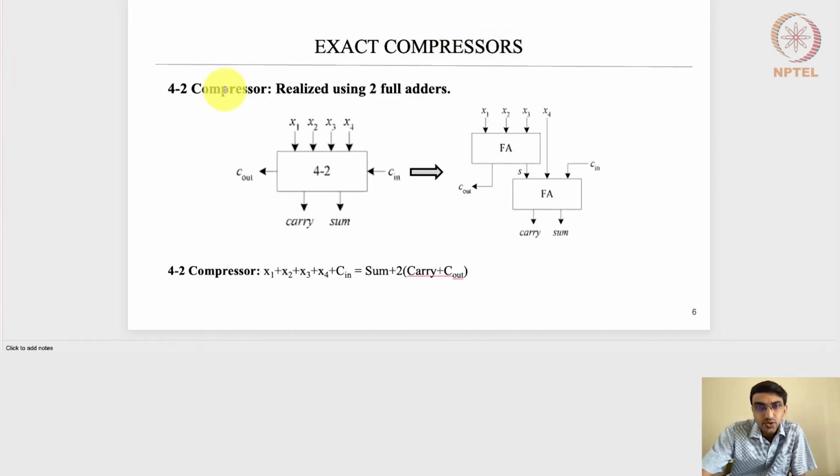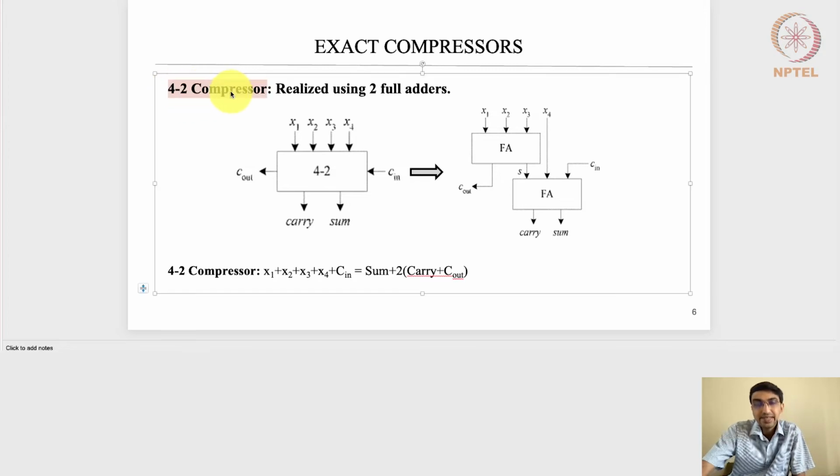Moving ahead, let's take a look at the 4:2 compressors. What do we mean by an exact 4:2 compressor? It is actually realized by 2 full adders. So a 4:2 compressor will involve 4 inputs. There will be 1 carry input, and there will be a carry output, and then a carry here, and then a sum here.